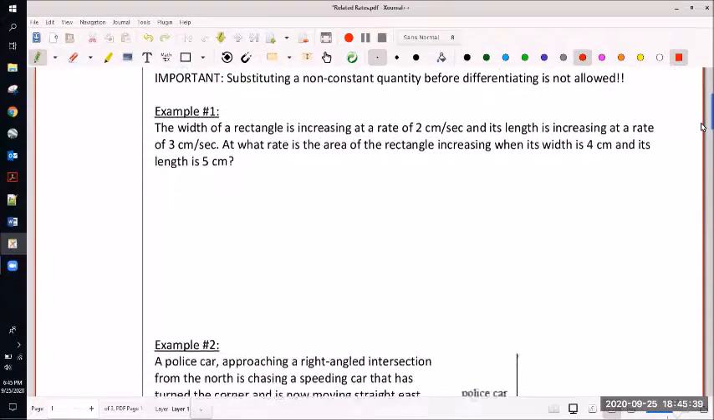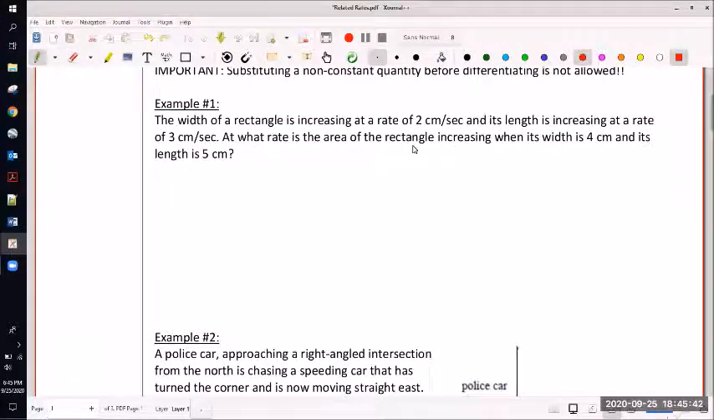So for this first problem, we have the width of a rectangle is increasing at a rate of 2 centimeters per second. Its length is increasing at a rate of 3 centimeters per second. And we want to know at what rate is the area of the rectangle increasing when its width is 4 centimeters and its length is 5 centimeters.